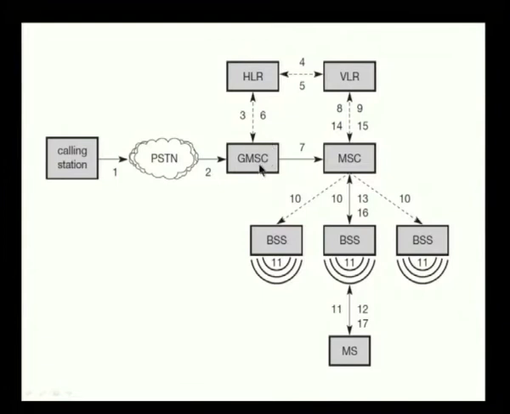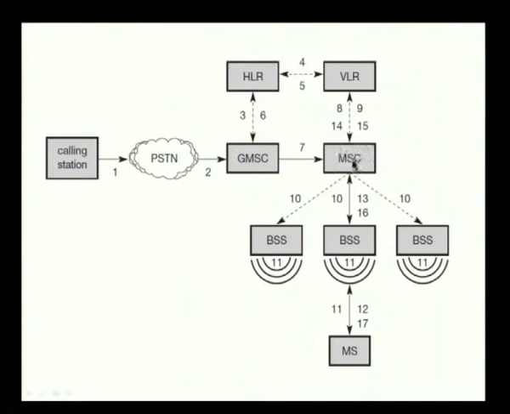So, after collecting the required information from the home location register, in step 7, the gateway mobile switching center will give the information to the corresponding MSC. Now, based on the information retrieved from the HLR, the gateway mobile switching center is able to identify the right mobile switching center. So, the moment the GMSC gives the information to the corresponding mobile switching center, all the subsequent steps are taken care of by the corresponding mobile switching center.